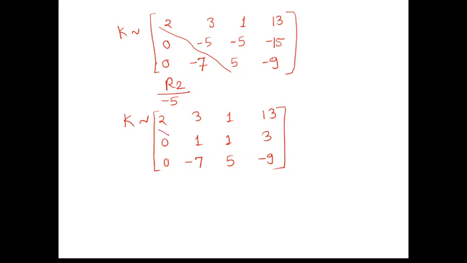Now the second diagonal element is 1. Let's make all elements lying below it 0, that is only one element here, which is minus 7. So in order to convert minus 7 to 0, I just have to multiply the second row by 7 and add. So the operation will be R3 plus 7 R2.